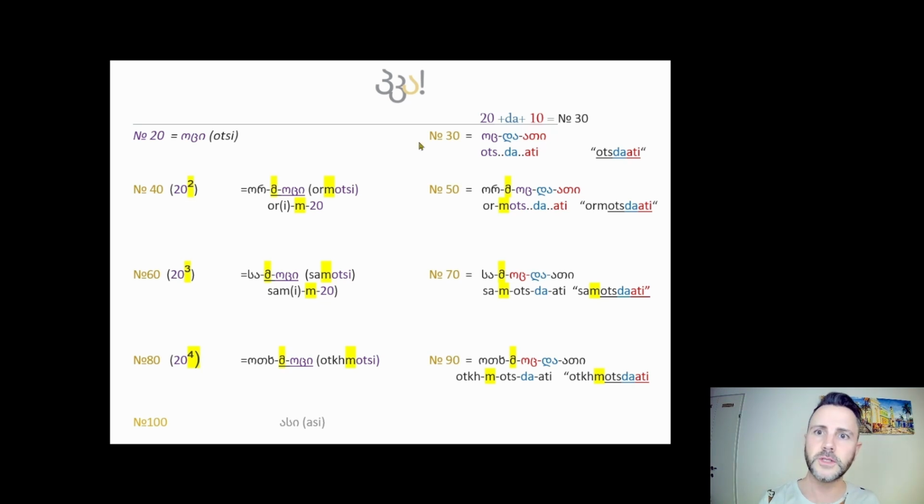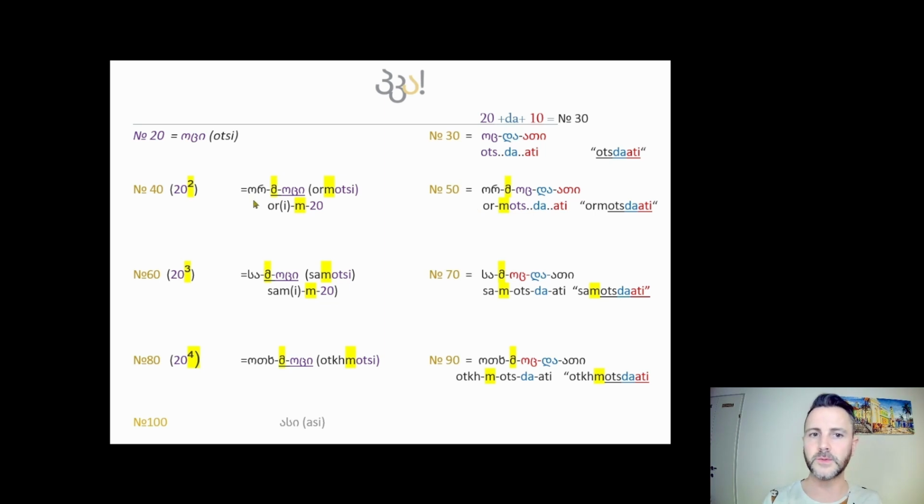If you want to know 40, 40 is 2 otsis. 20 and 20 is 40. So the key here, as I've indicated, is m. M is adding the multiples of 20 into these numbers. Ormotsi, 2 motsi, 2 otsi, 40. Ormotsi, 2 20s, 40.